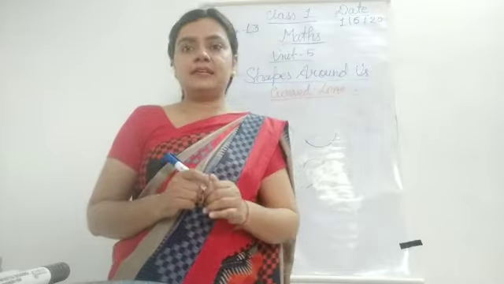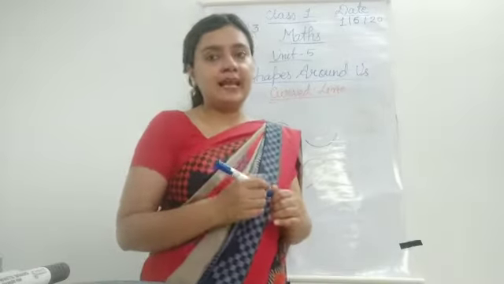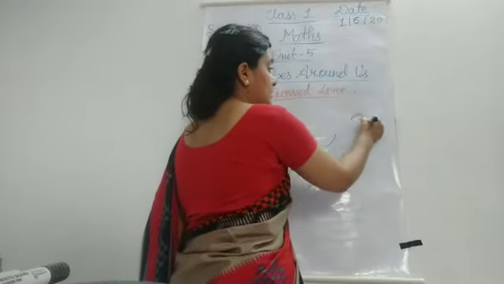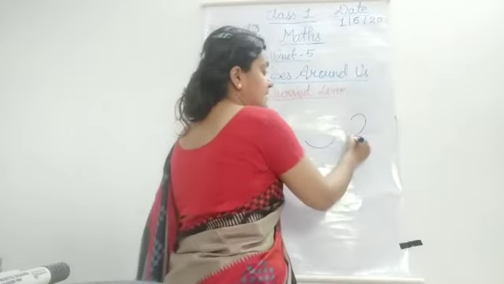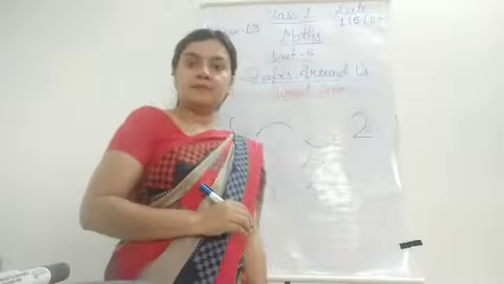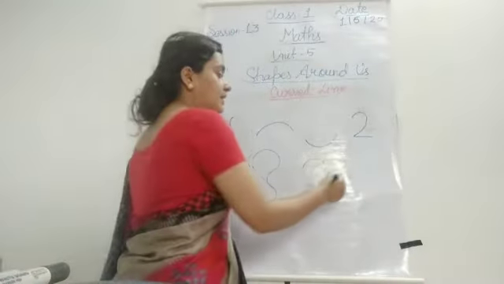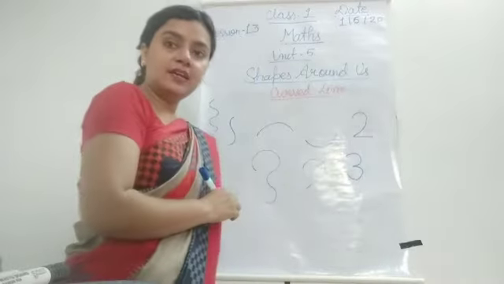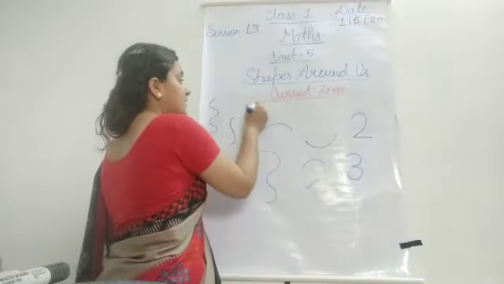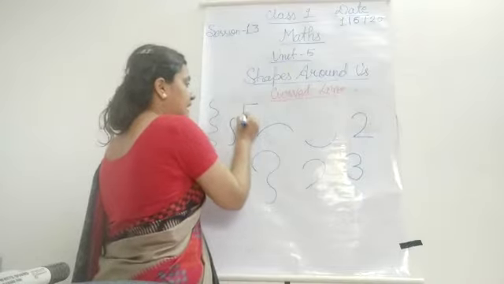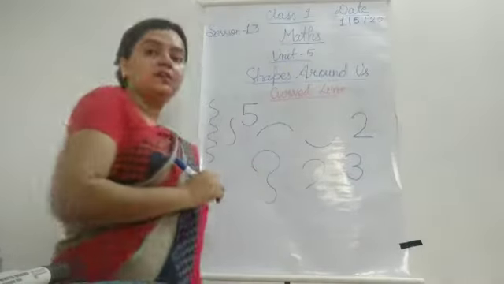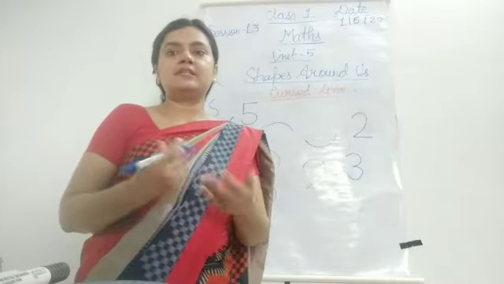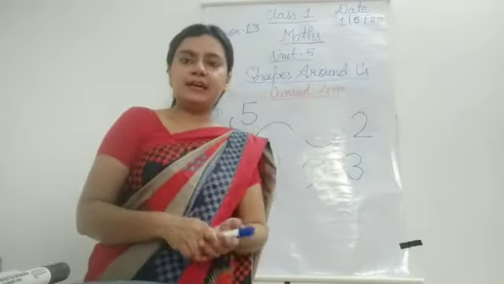Many numbers can be made with the help of curved lines. If you make 2, this one is a curved line and this is a sleeping line. If you make 3, two curved lines make the number 3. If you make 5, there is a sleeping line, a standing line and a curved line. The line which is not straight is called a curved line. Simple definition.